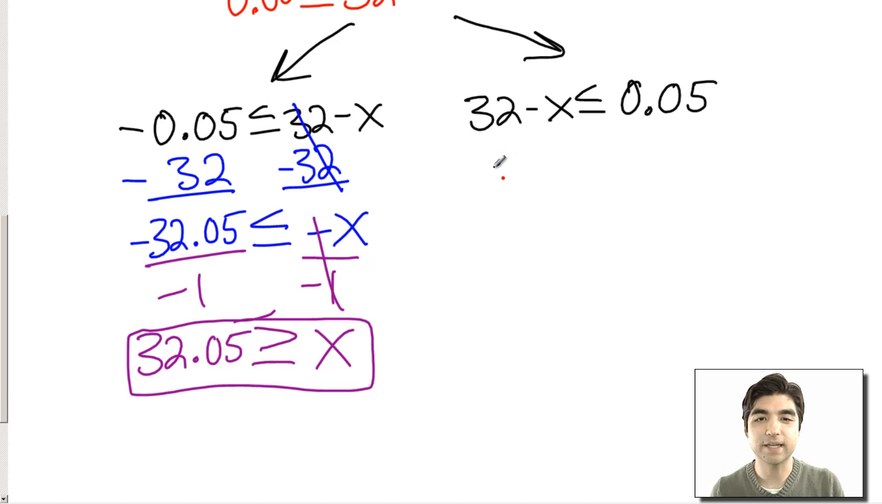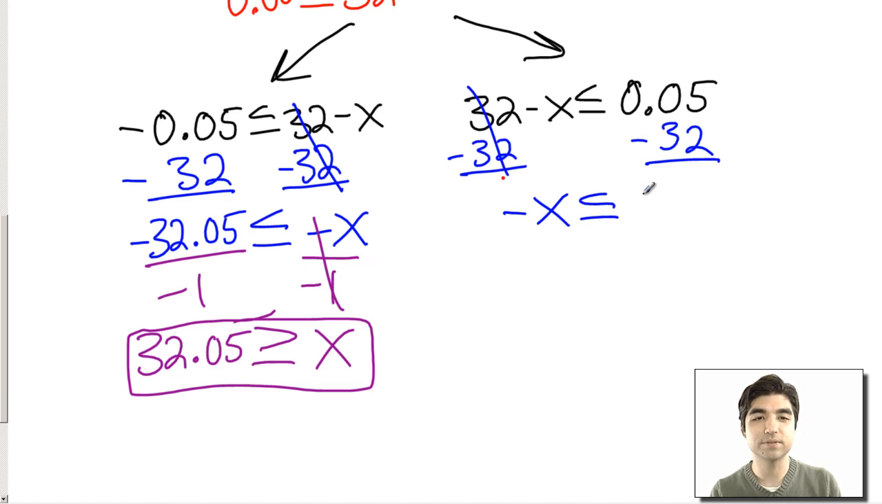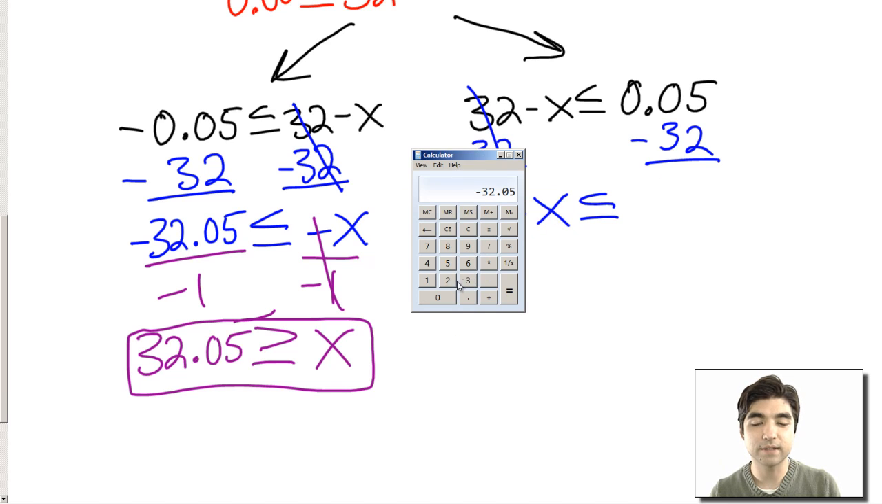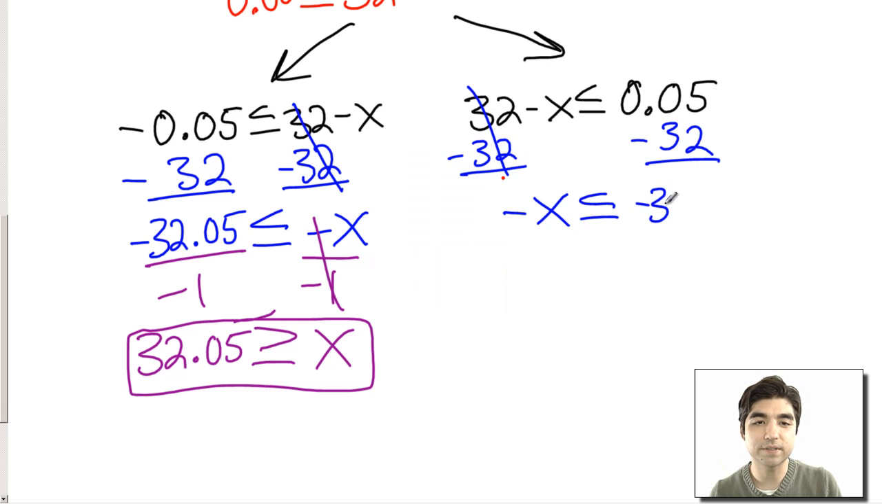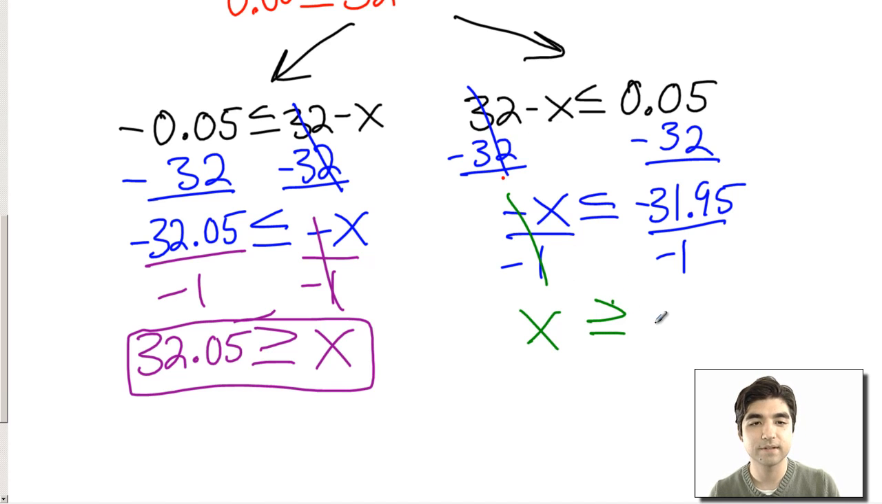Now let's figure out the other answer. We have 32 minus x is less than or equal to 0.05. Let's subtract 32. So negative x is less than or equal to 0.05 minus 32, which equals negative 31.95. Divide by negative 1, that's going to cross the negatives out, and we have x, and we have to flip the sign, and then that's going to be 31.95. And there's our second answer.